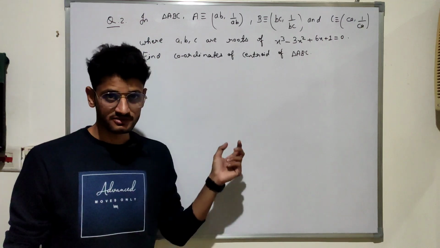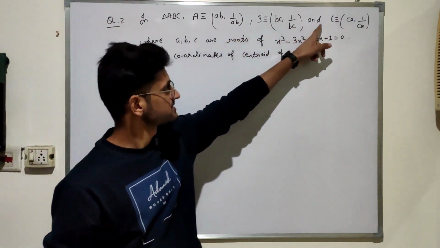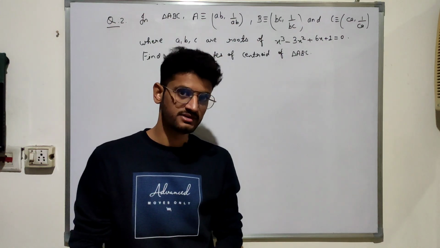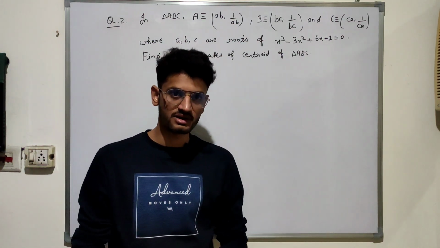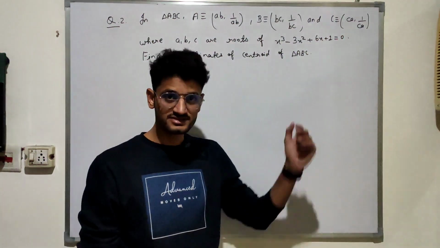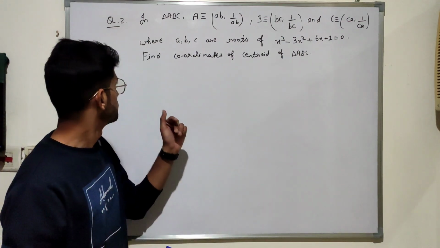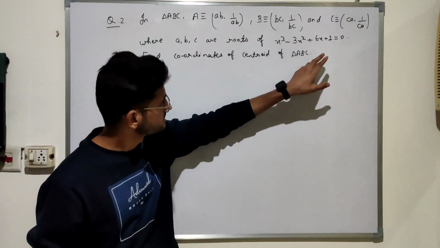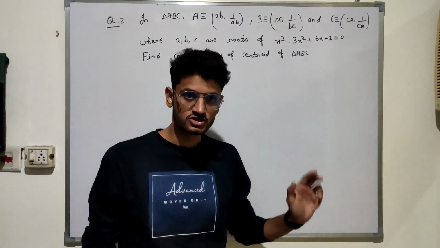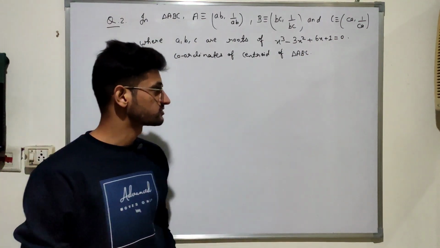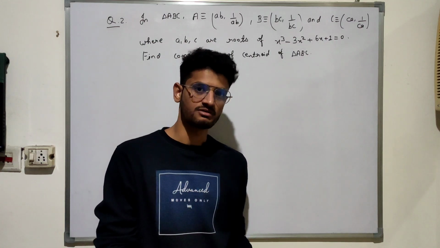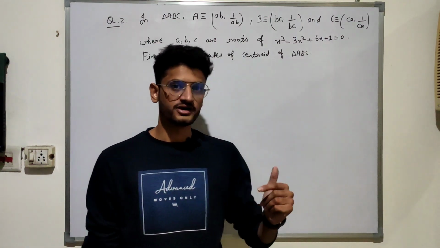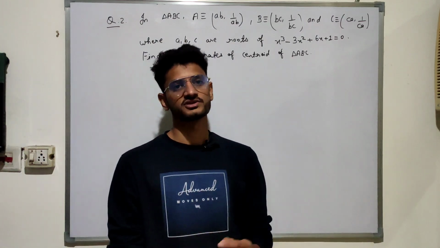In triangle ABC, we have the coordinates of points A, B and C. The coordinates of point A are AB comma 1 by AB, the coordinates of point B are BC comma 1 by BC, and the coordinates of point C are CA comma 1 by CA, where a, b, c are roots of the cubic equation x cube minus 3x square plus 6x plus 1 equals 0. Find the coordinates of the centroid of triangle ABC. So basically the same problem has been given, where we are aware of the coordinates of points A, B and C, and we need to find the coordinates of the centroid.